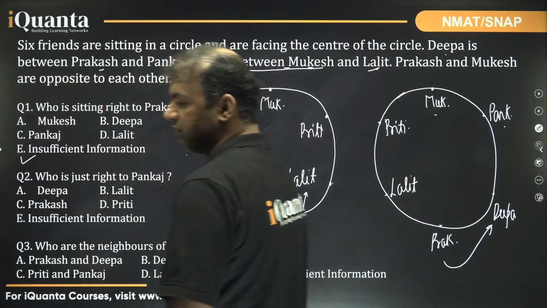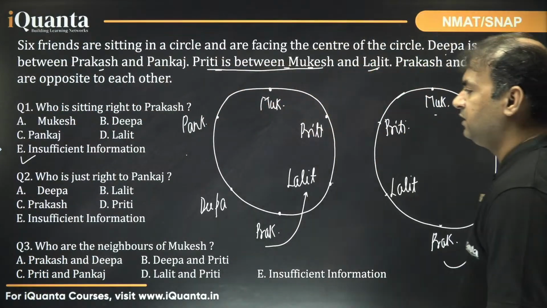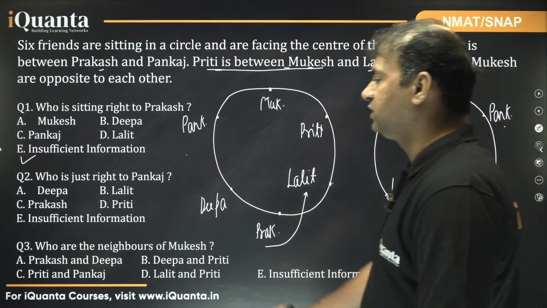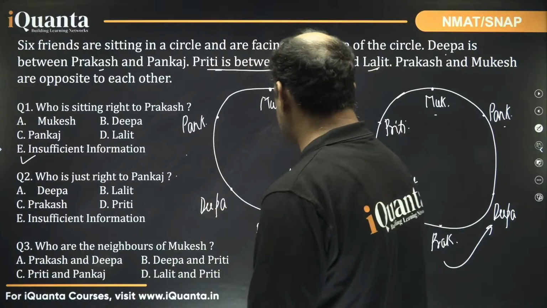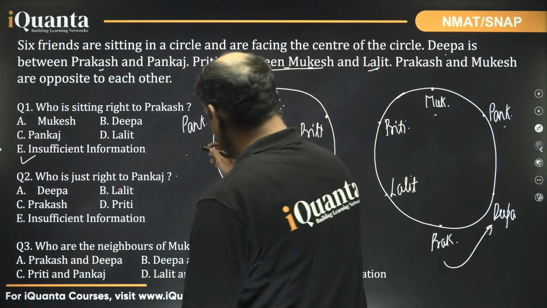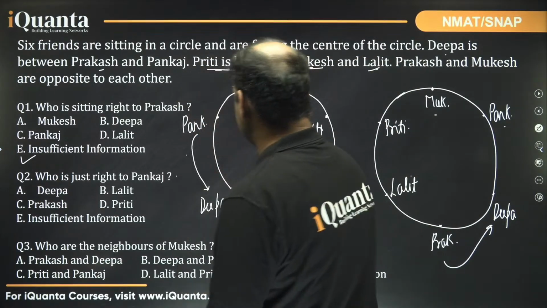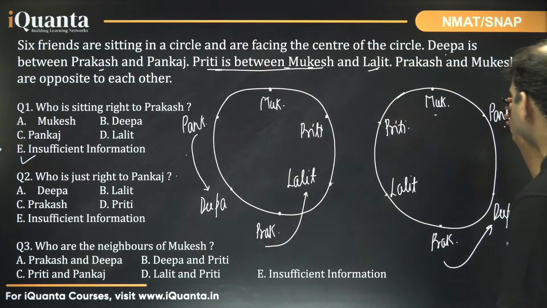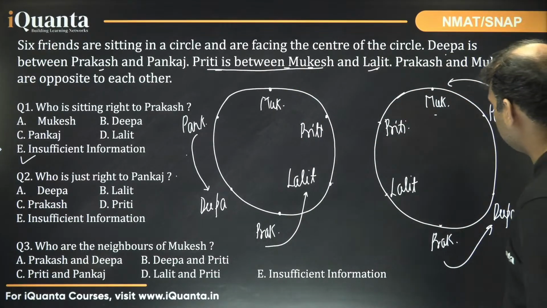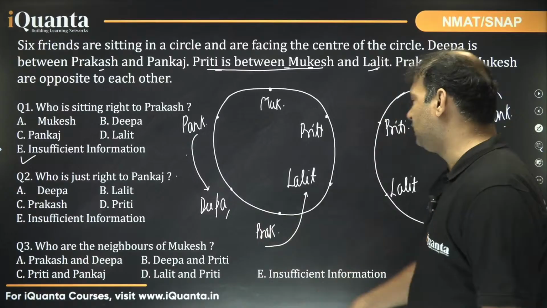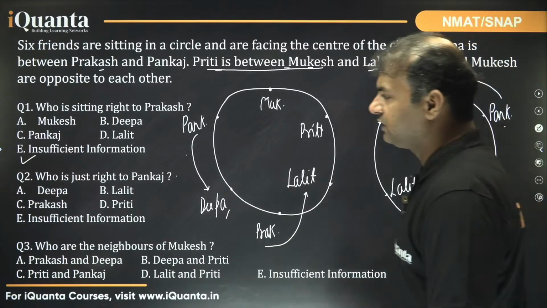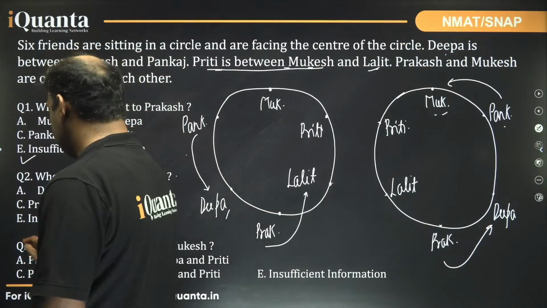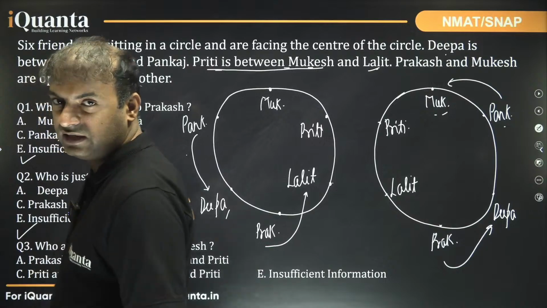Insufficient information, okay. Similarly, the second question is who is just right to Pankaj or immediate right to Pankaj? So guys, in this case, immediate right to Pankaj is Deepa, okay. And in the second case, immediate right of Pankaj is Mukesh. So again, we are not sure. Either it could be Deepa or could be Mukesh. So we are not sure with the answer. That's why again, insufficient information will be the right answer.